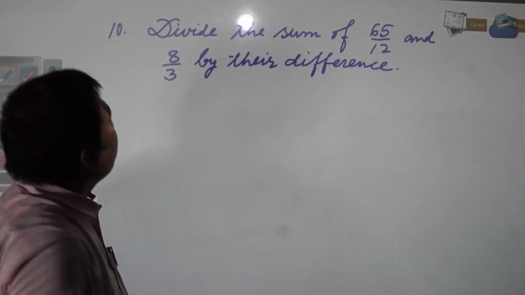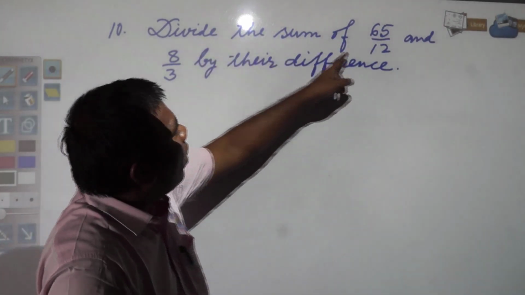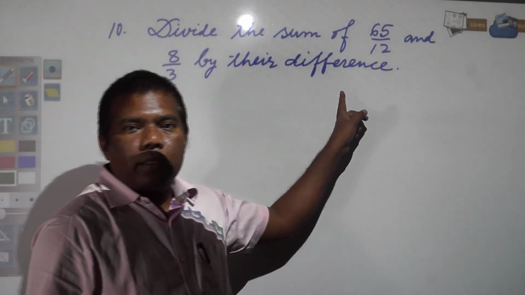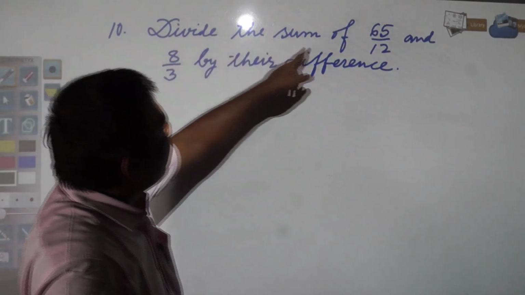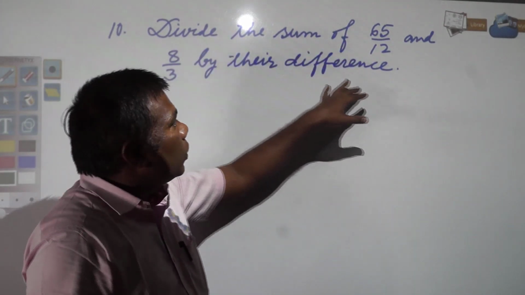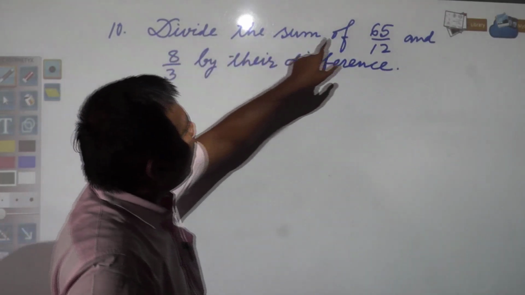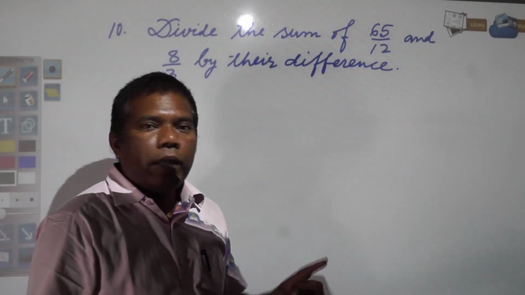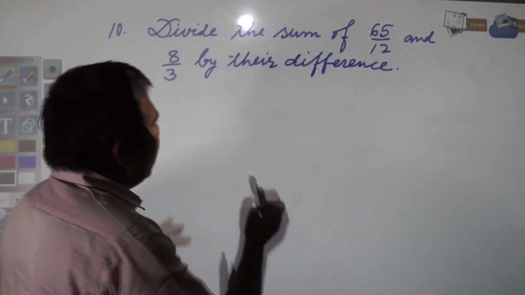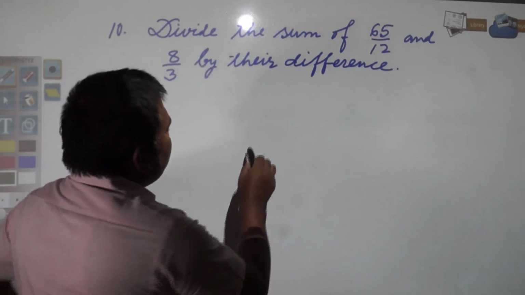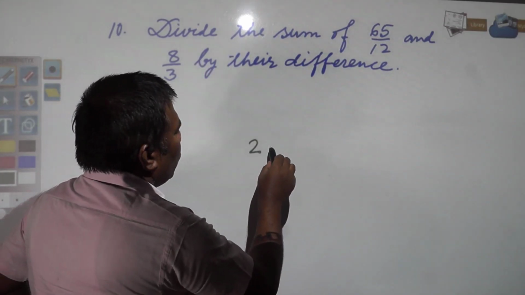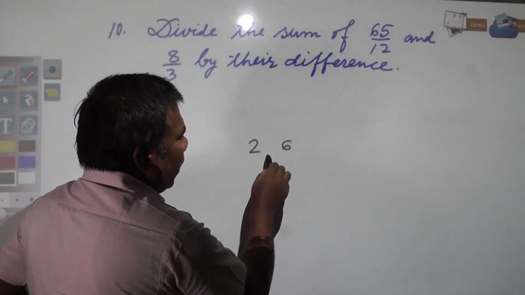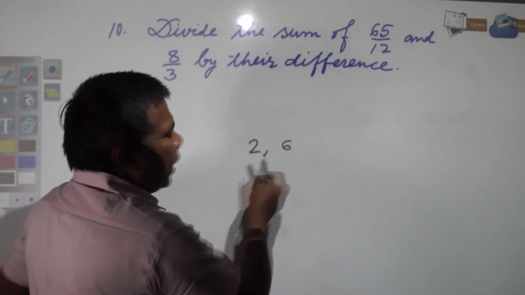Next you see, divide the sum of 65 by 12 and 8 by 3 by their difference. This is a bit important, so try to understand. Divide the sum of 65 by 12 and 8 by 3 by their difference. Again, a very simple example I am giving you. If the question would be, divide the sum of 2 and suppose 6 by their difference.